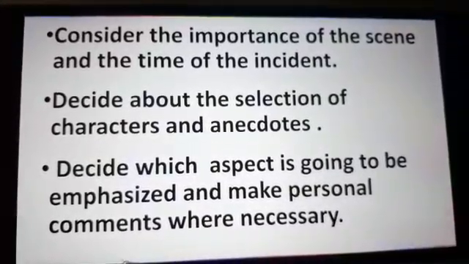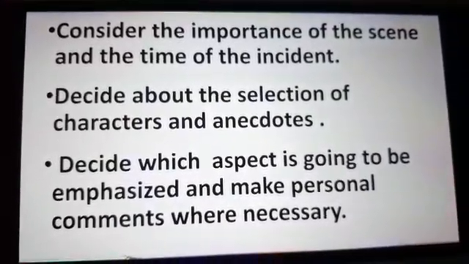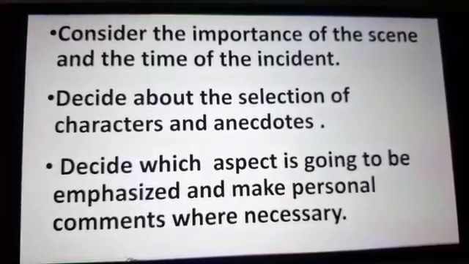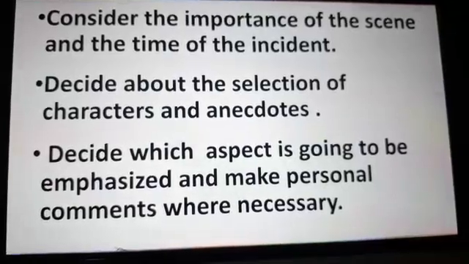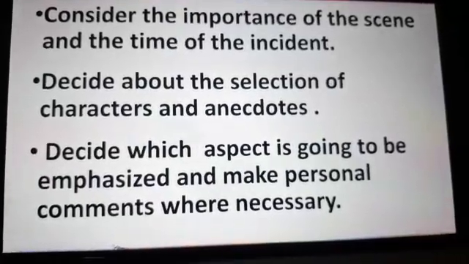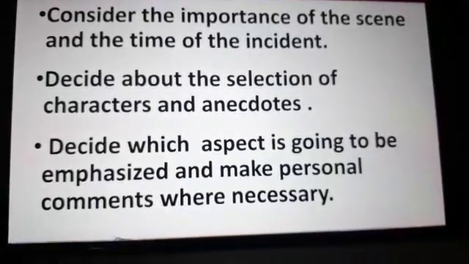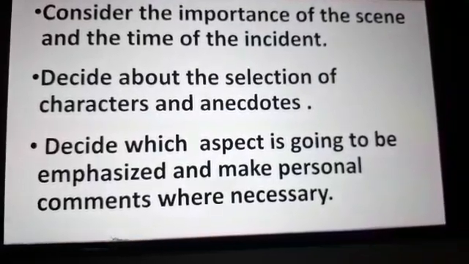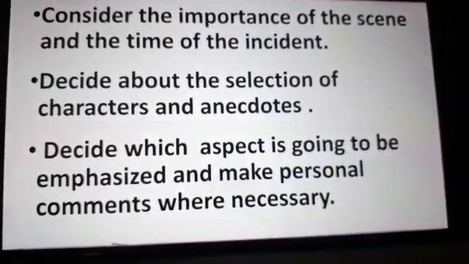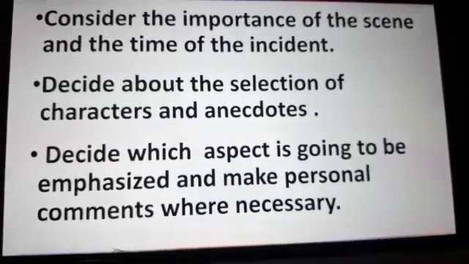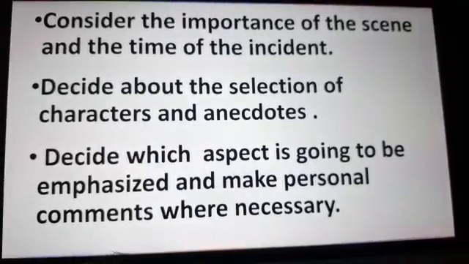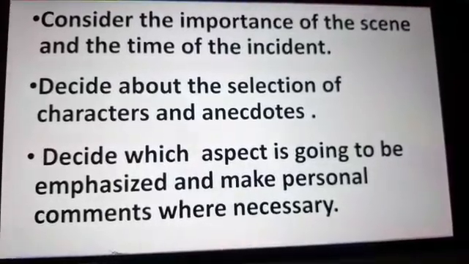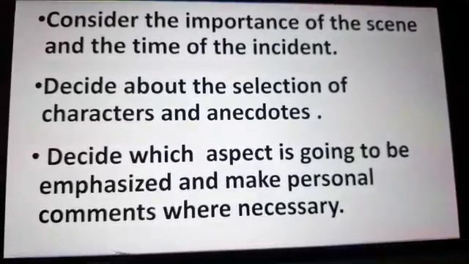The importance of the scene and the time of the incident should also be considered. We should decide about the selection of characters and anecdotes. We should also decide which aspect is going to be emphasized and make personal comments where necessary. This would make our narrative composition an effective and scoring composition.